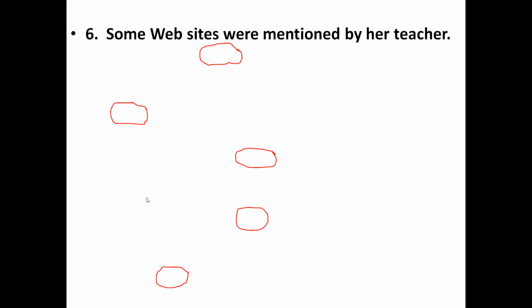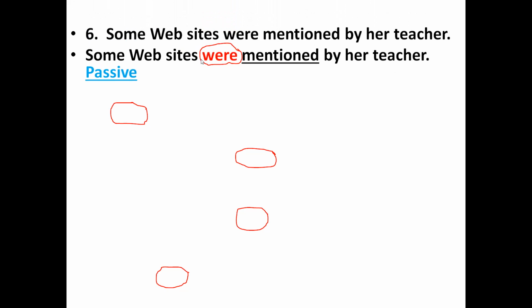So the next number, some websites were mentioned by her teacher. See, the object comes in the beginning and the subject is in the later part. So this is a passive voice. Some websites were mentioned. So mentioned is the main verb and were is the helping verb. Circle were and underline the main verb mentioned, and this is passive voice.